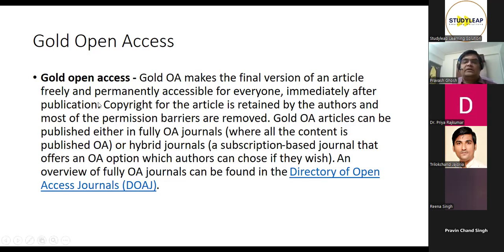So you have to bear the cost, right? Or it can be hybrid. It can be in both, just like a subscription-based journal that offers an OA option which authors can choose if they wish. They will tell you your article is accepted. Accepted and published are two different words in the journal. Accepted means your article has been accepted. Now the author will decide, right? And I will tell you the reason also.